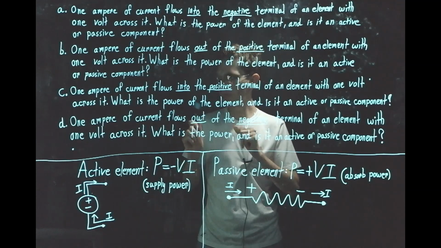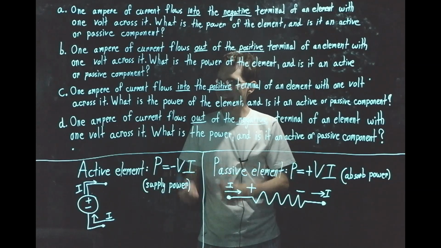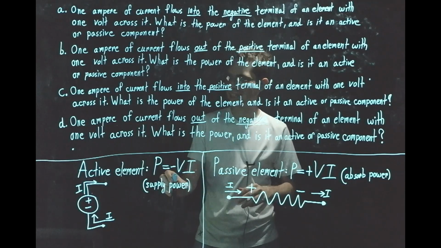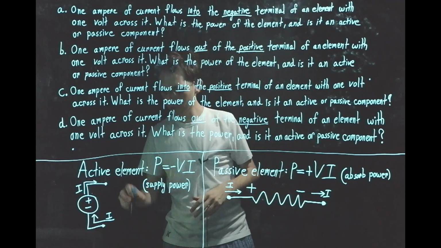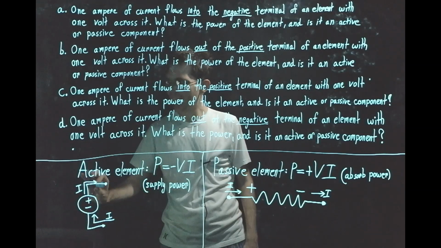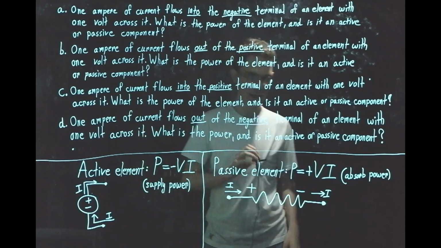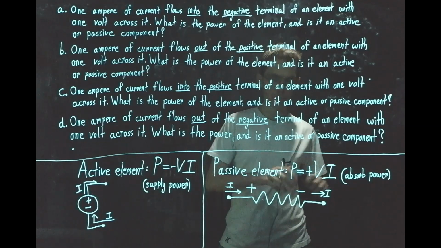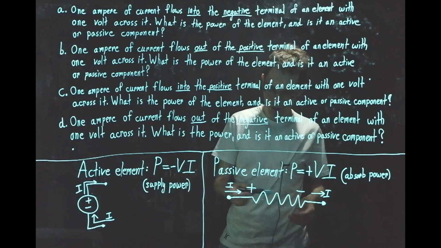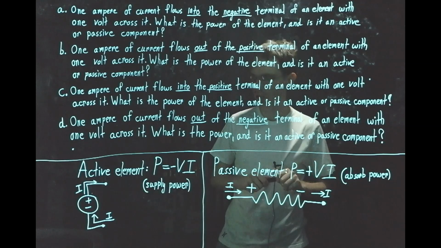Before I address the prompts, I intend to address these diagrams at the bottom, starting with the active element. Because active elements supply power, their calculation of power is negative. Also, generally, current enters into them through the negative terminal and out of them through the positive terminal. Conversely, because passive elements absorb power, their power calculation is positive, and the current enters into them through the positive terminal and out through the negative terminal.